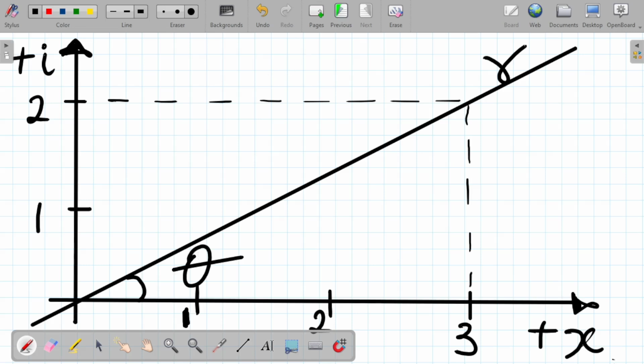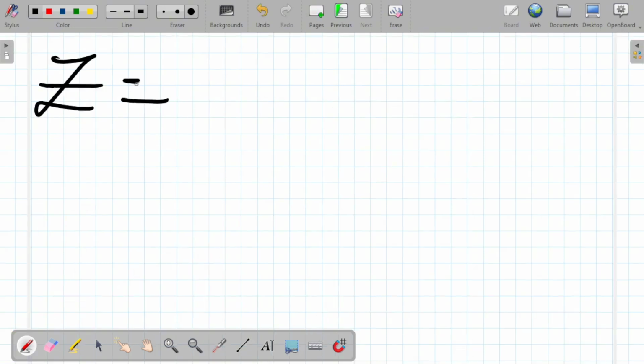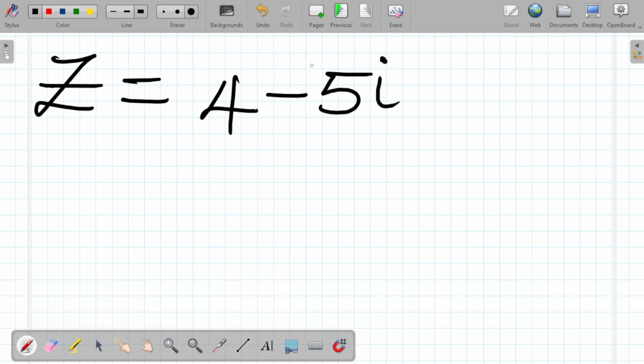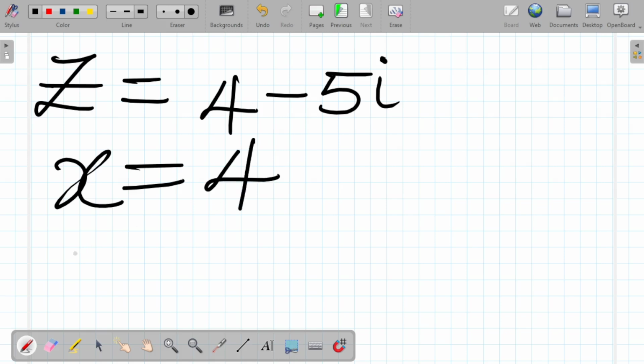Let's take another example. If z is equal to 4 minus 5i, and we are asked to draw the Argand diagram of z. Now, x is the real part, and the real part in this complex number is 4. And then I is the imaginary part, and the coefficient of the imaginary part in this complex number is -5.